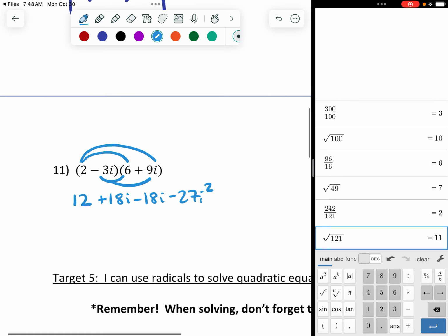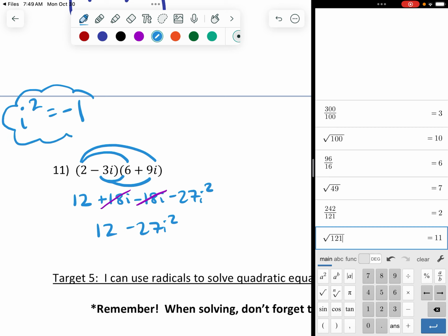All right, i times i is i squared. Okay, notice that this plus 18i minus 18i, those cancel. So now I have 12 minus 27i squared. Well, here was your other fact. i squared equals negative 1. So anytime you have an i squared, like right here, we replace that with a negative 1.